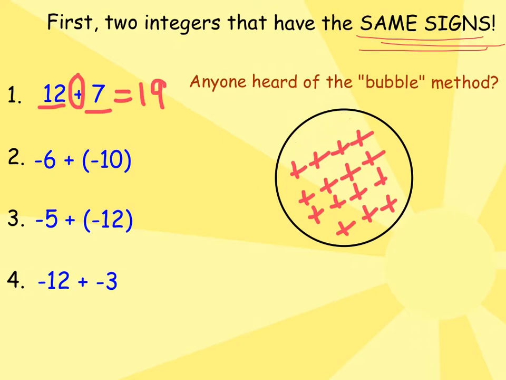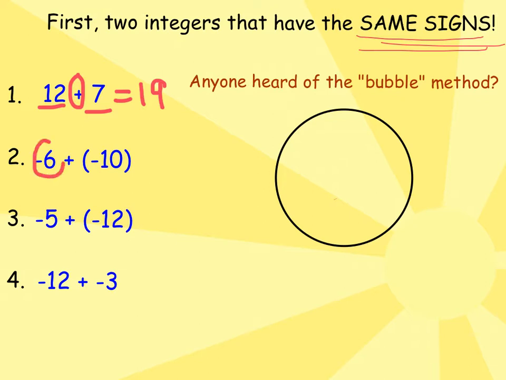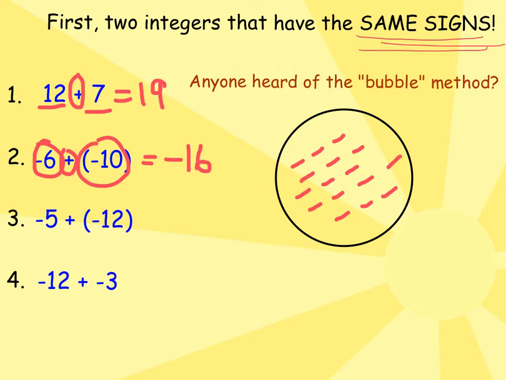Now, the same thing works for if you have two negatives. So problem number 2 says I have negative 6 plus negative 10. So if I think of the bubble, in the bubble I have 6 negatives. And now I'm going to add to the bubble 10 negatives. So how many negatives do I have total? I have 16 negative signs. And so therefore my answer is negative 16.